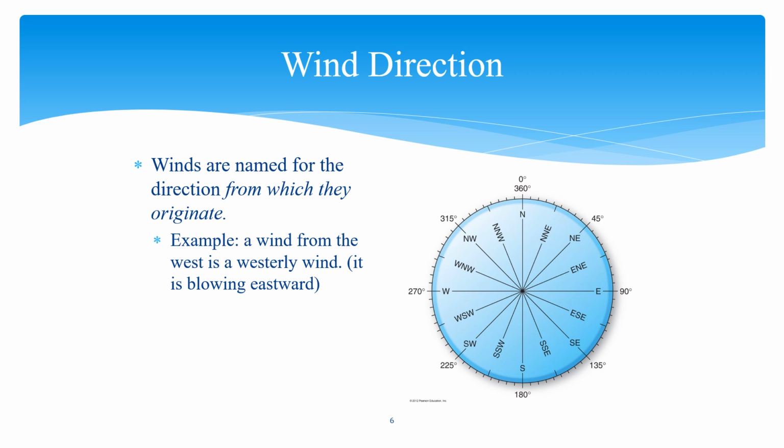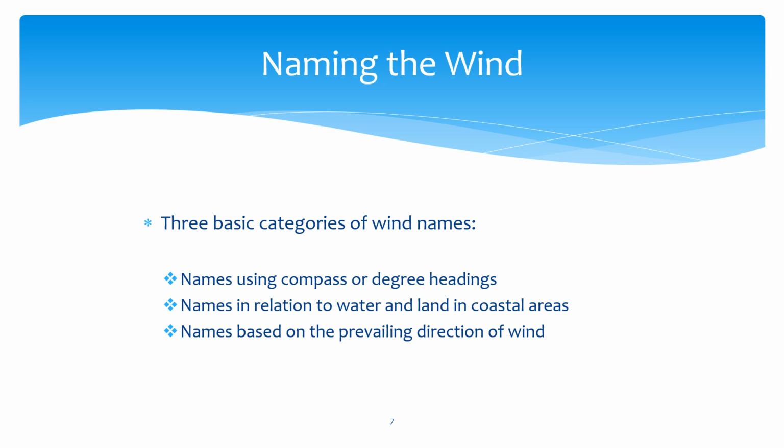Let's see some more little options here. So there are 3 basic categories of wind names. Your winds, if they are named winds, will fall into one of these categories. The first one is the names using the compass or the degree headings, like that 270-degree wind from the west.